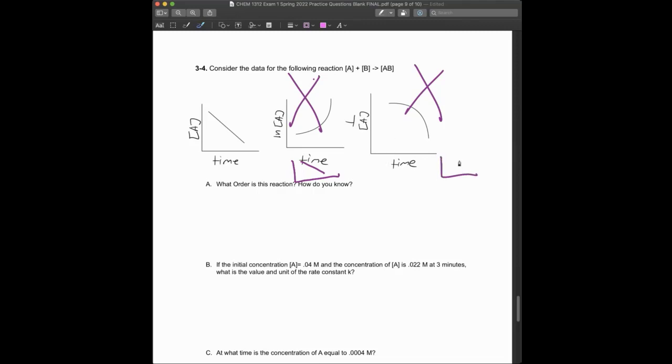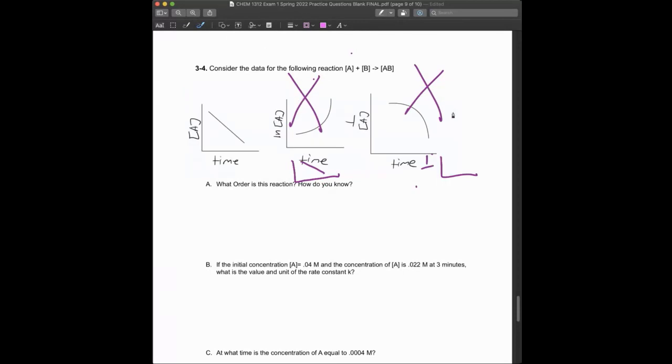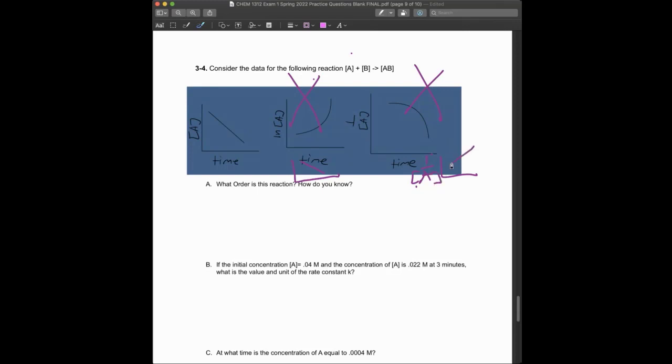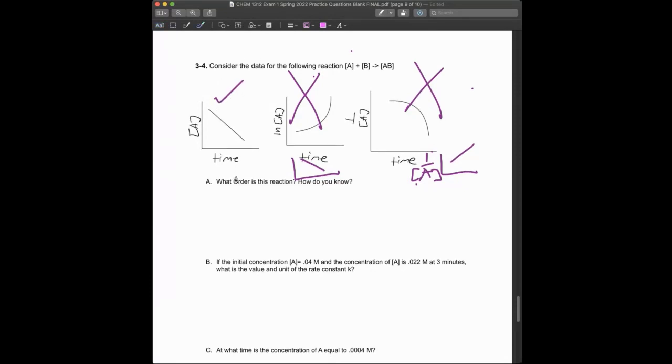Does anyone remember what the graph looked like for 1 over concentration? Positive linear, there we go. My screen's glitching out, sorry about that, y'all. Okay, so because of that, these two graphs are wrong. You'll get this one. This will be your correct.